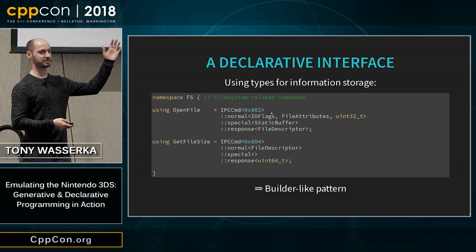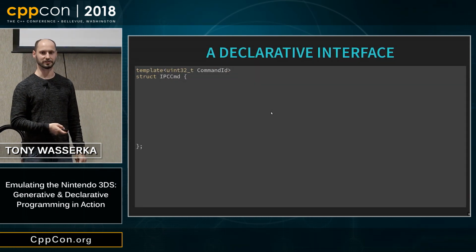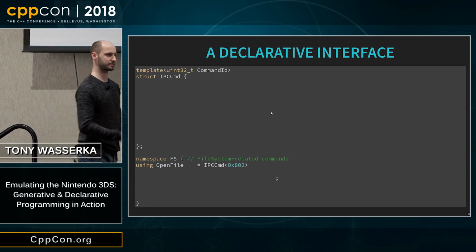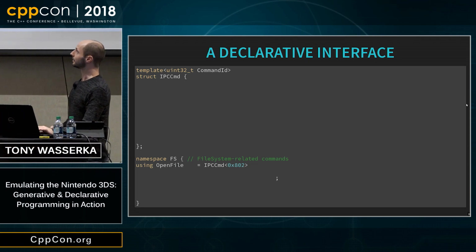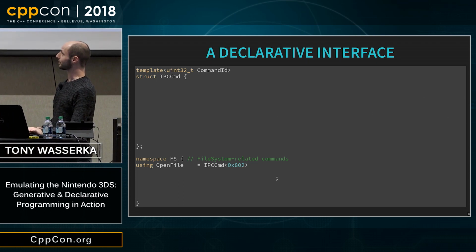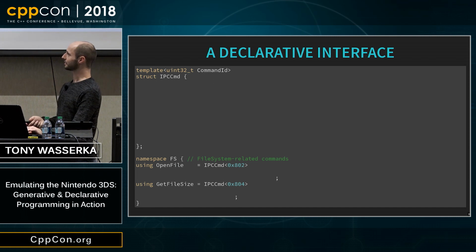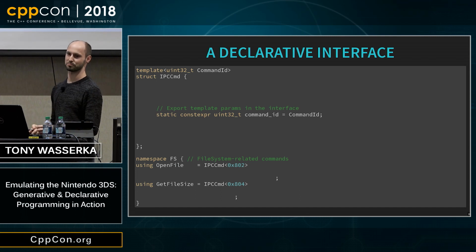Worth mentioning, this is a builder-like pattern, if you ever used the OOP pattern. But how might you actually implement it? Well, let's just start with the actual main template. It's just a template structure, taking a single parameter. There's nothing special about that, it just works like that. But the question is, how do you actually export the properties again? We want to do anything useful with them. Well, you just add a member static constexpr command ID equal to the given template parameter.